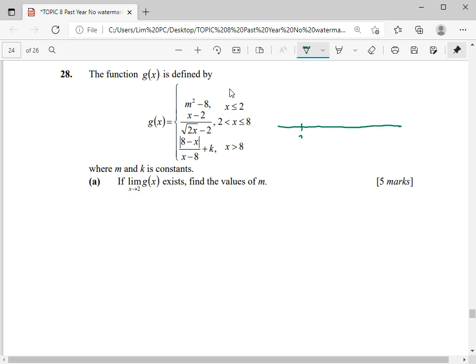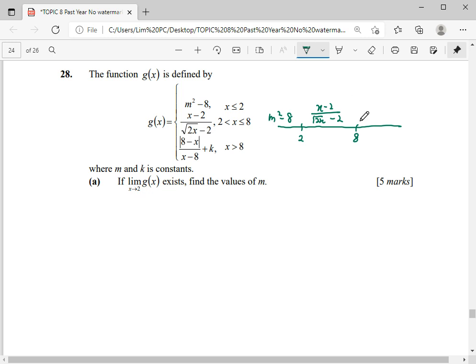For the interval x less than 2, it will be m squared minus 8. And then from 2 to 8, it will be the function (x minus 2) over (square root of 2x, minus 2). And then for more than 8, you have a modulus function here. So later we have to express our modulus in a piecewise function so that we can use the correct one.